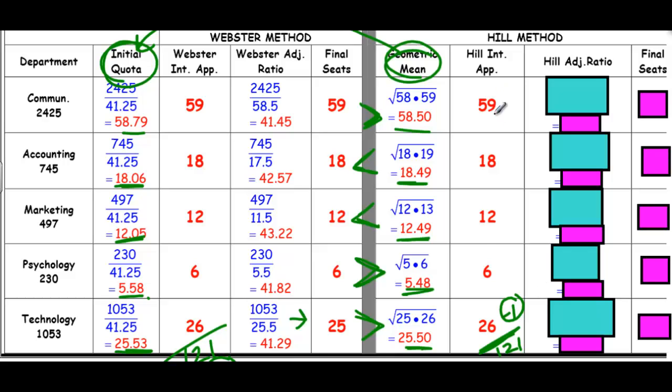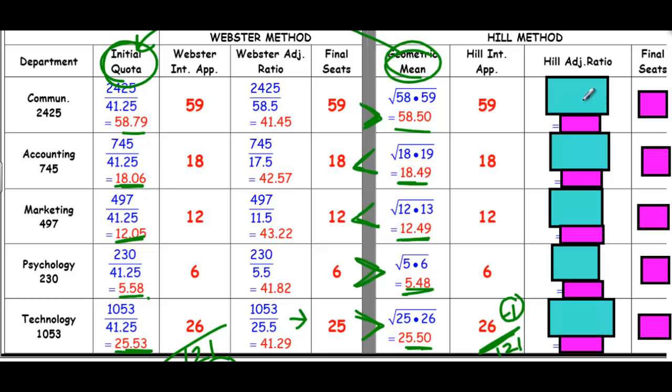Now remember, the whole reason we're adding these up is that if you add them up and it was 120, then you're done with the problem. You could cross out the adjusted ratio, and that would be your final. It would save you a ton of work, so always add these up. Plus, you don't know how many seats you're actually taking or giving away.